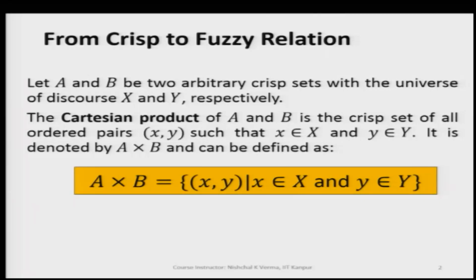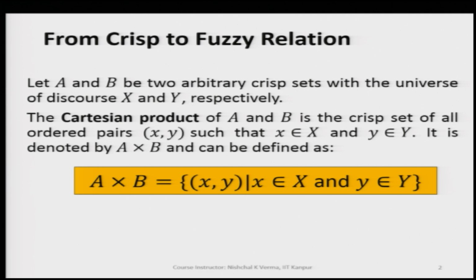Before we move to fuzzy relation, let us first understand the crisp relation, because this is very important for understanding fuzzy relation. And for crisp relation also, we first need to know the Cartesian product of crisp sets.